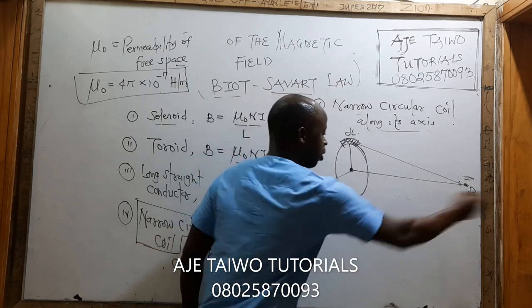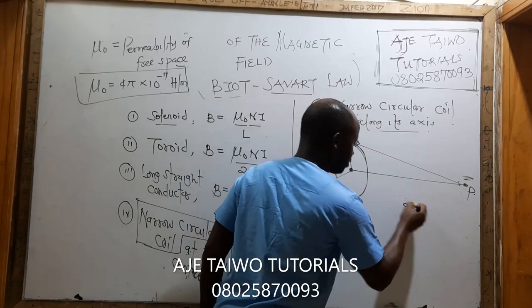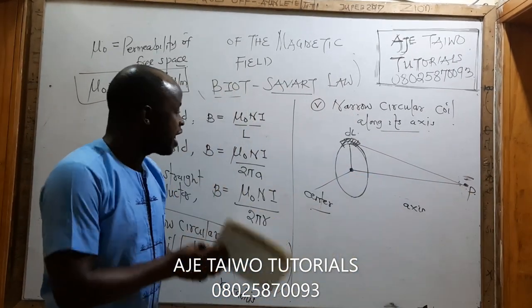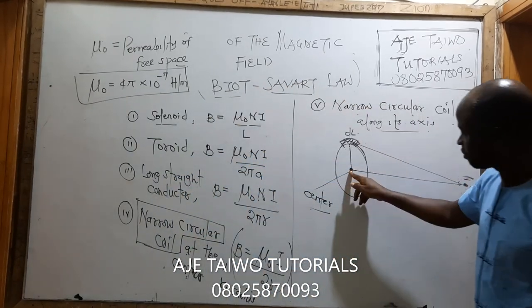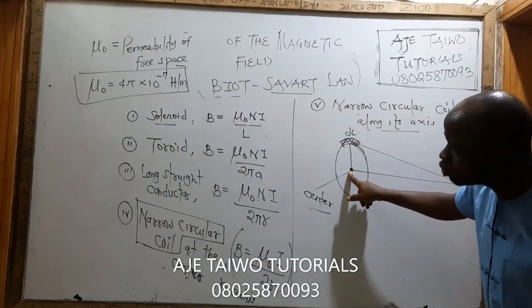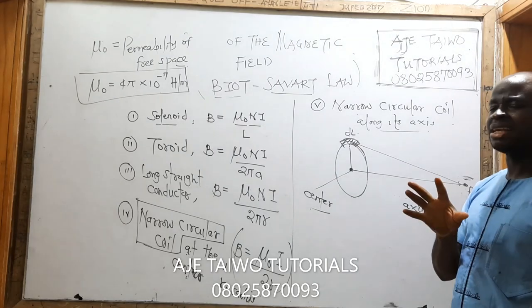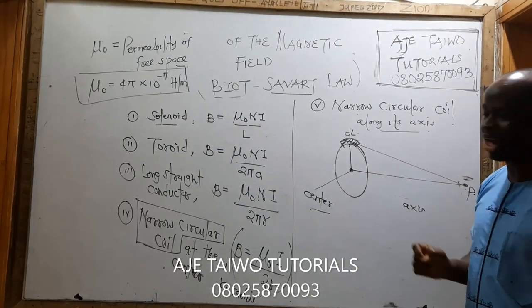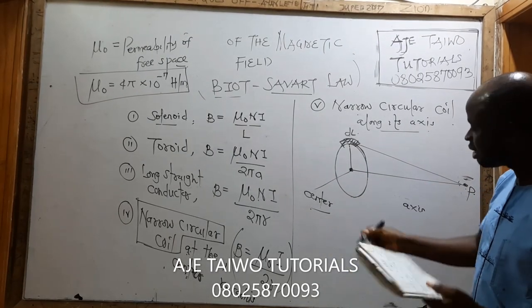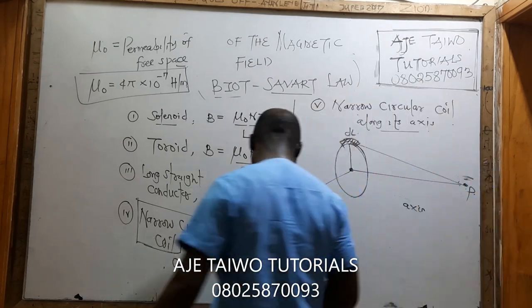This is called along the axis. This is the axis. Along the axis. If you sit at the center here, the magnetic field you will experience, because you are sitting at the center, is simply this. So call it simply A, please.